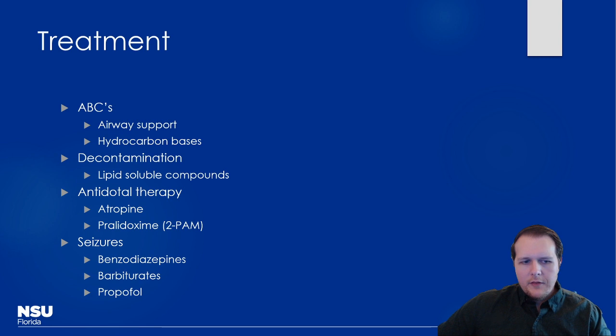In terms of antidotal therapy, there are some things we can do. If they're having a lot of muscarinic effects, so they're having the dumbbells, atropine is a drug of choice for that, right? You're going to be able to basically block those muscarinic receptors and reverse those effects. Okay, so that's the main treatment for the muscarinic effects. There's not a whole lot we can do for the nicotinic effects, unfortunately.